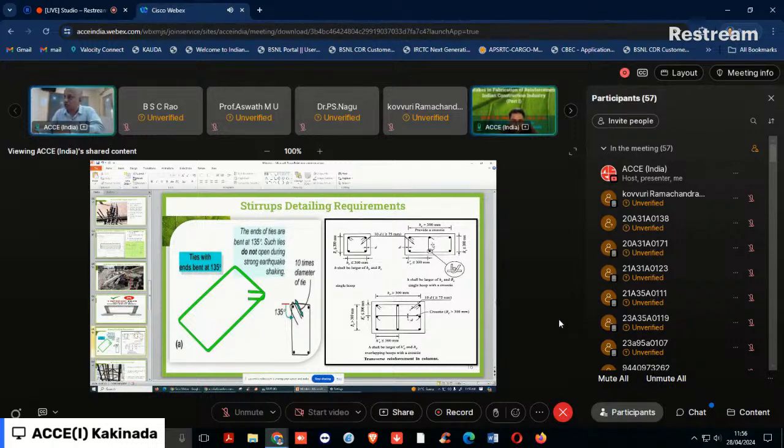For the hooks, it should be a 180 degrees hook, similar to this. This should be bent after placing into the in situ position of the main bar. That is also important. And these are the provisions for the effective confinement of the outer lateral tie, when the spacing between the outer bars is more than 300 mm.